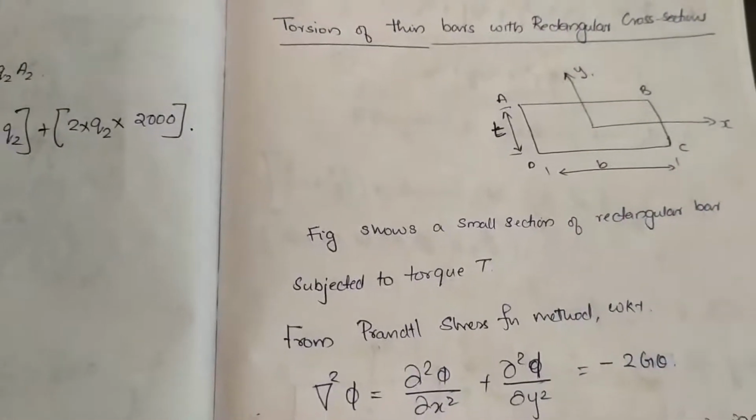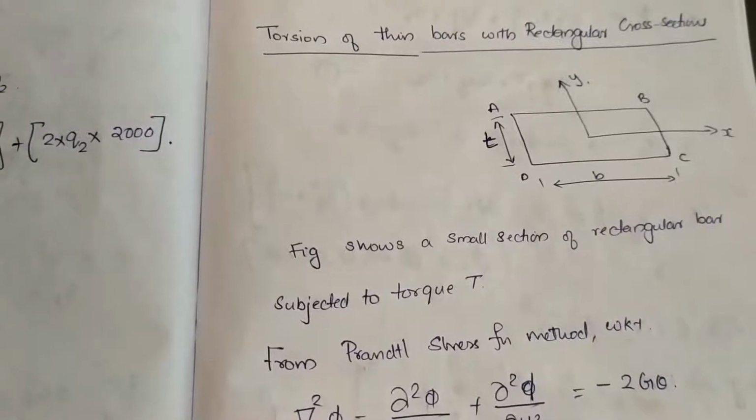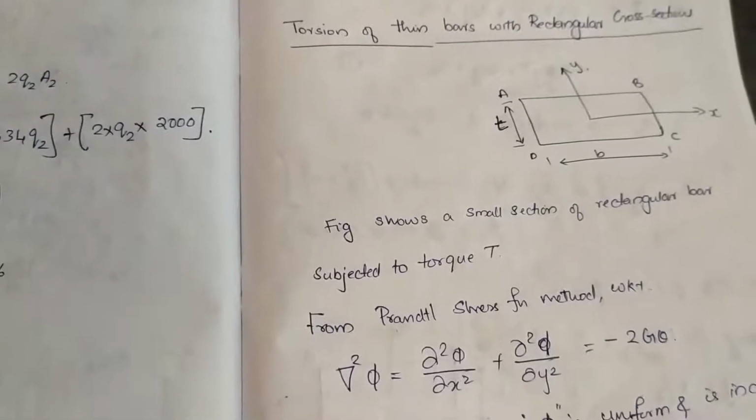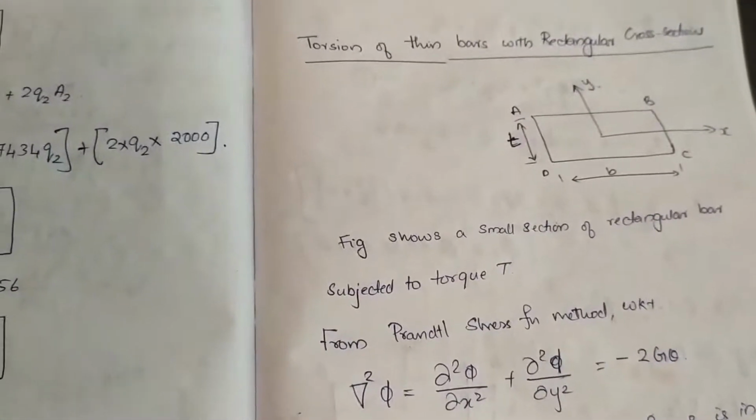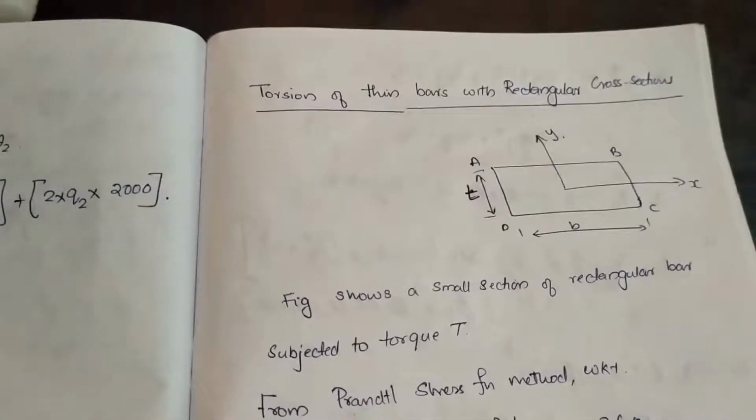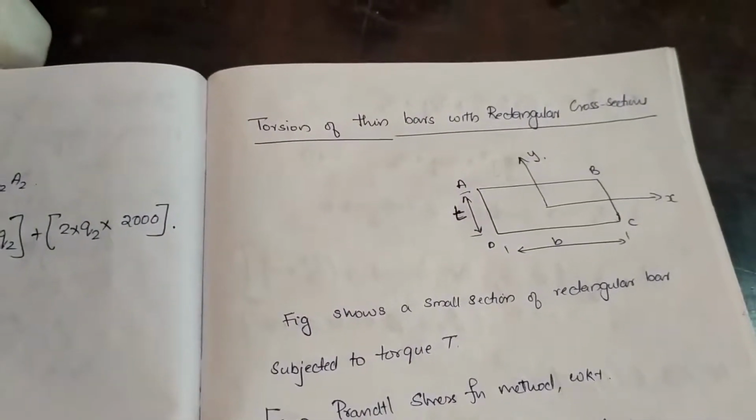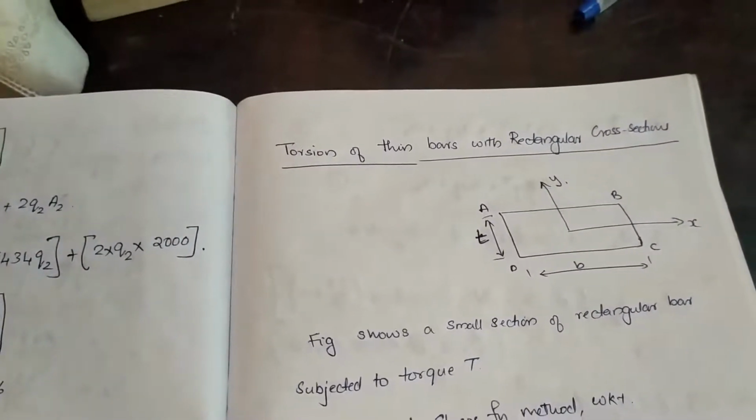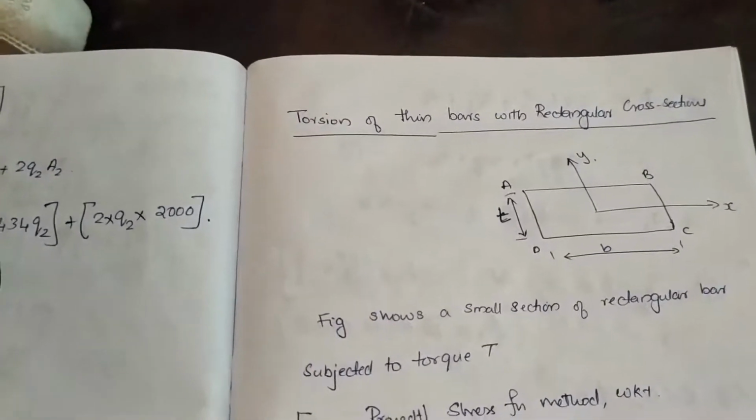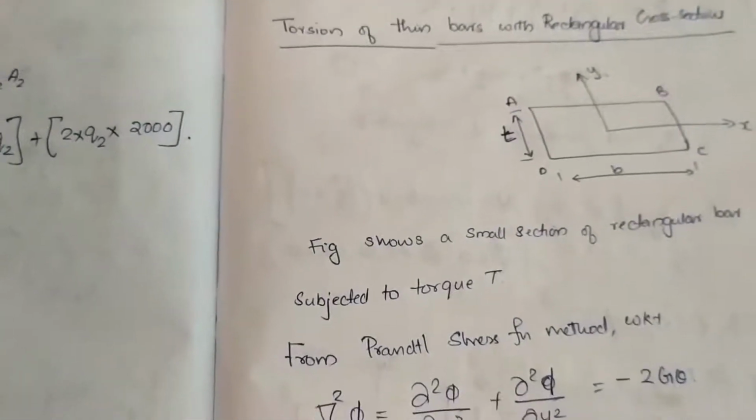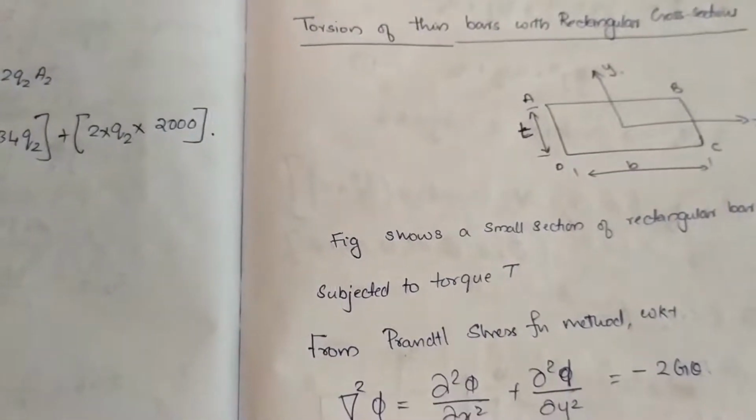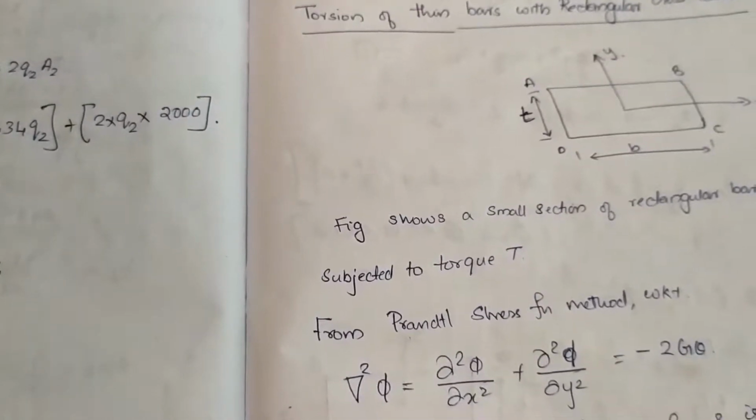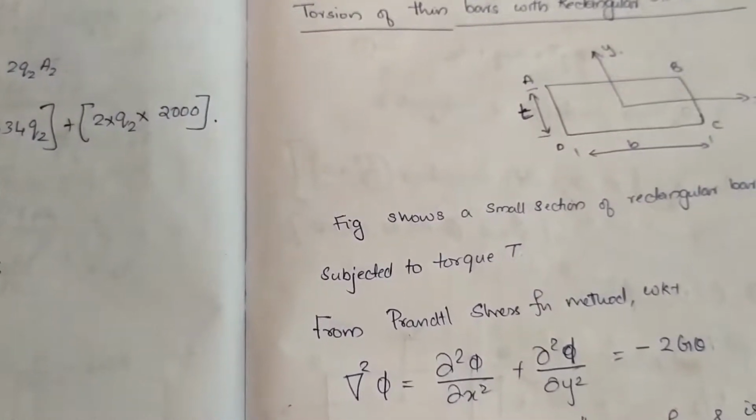Good morning, students. In the last lecture we were dealing with problems regarding thin sections which are multiply connected, that is, having multiple cells. Now in this lecture, this is our last topic. We are going to tell you about the torsion of thin bars with rectangular cross sections. Initially we learned about circular, elliptical, as well as multiply connected sections. Now we are going to deal with torsion of thin bars with rectangular cross sections.